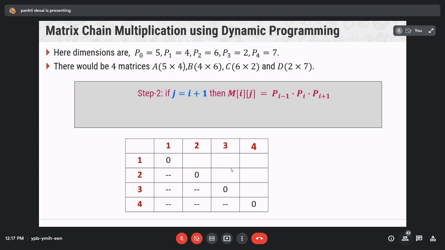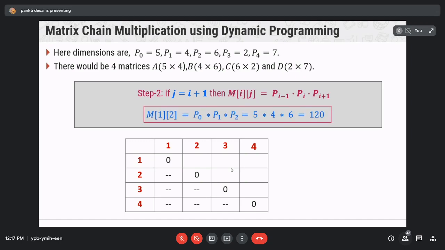Then the value of Mij is equal to Pi minus 1 dot Pi dot Pi plus 1. Now for M12, the value of I is 1 and the value of J is I plus 1. So you can compute it like this. M12 is equal to, with I as 1, P1 minus 1, that is P0, dot P1, dot P1 plus 1, that is P2. So P0 into P1 into P2, that is 5 into 4 into 6. So that is 120.